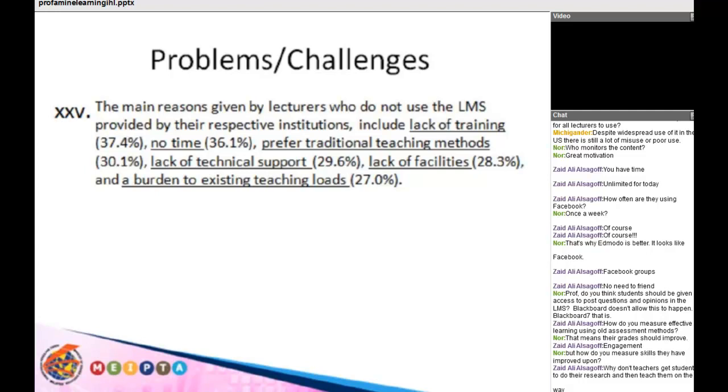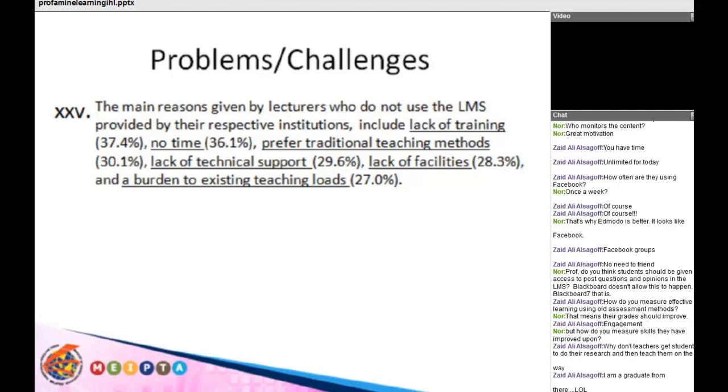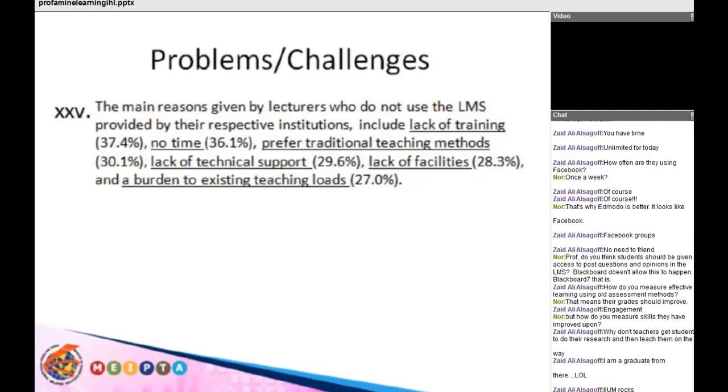What are some of the problems faced by those who do not use the LMS? Lack of training, no time, prefer traditional methods, burden to existing teaching load. And some felt that the more e-learning, the more time you have.